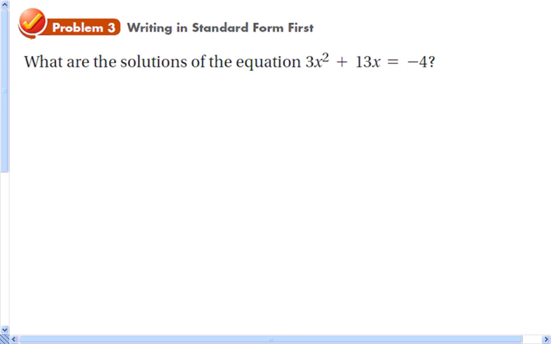All right, in order to use the zero product property by factoring, we first have to have the equation in standard form. And this equation, you'll notice, isn't in standard form. So the first thing we're going to do is write the equation in standard form. So I'll write it over here. 3x squared plus 13x. And the way I'm going to do that is just add 4 to both sides. Now it's in standard form. And now that it's in standard form, we want to factor this expression. So what we're looking for here is, let me write this down right in standard form.